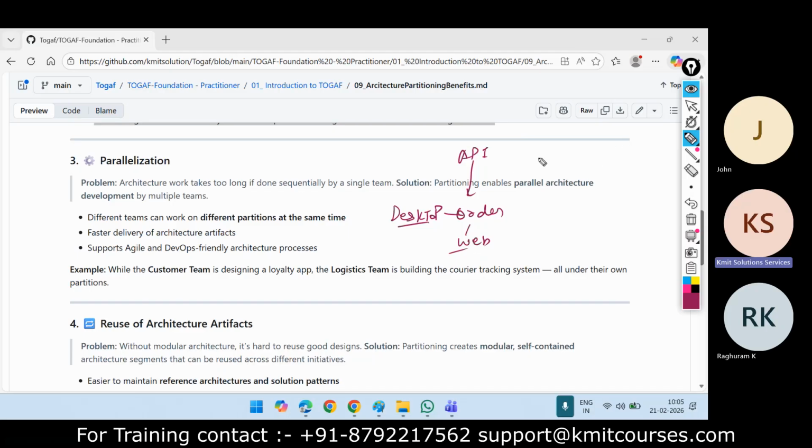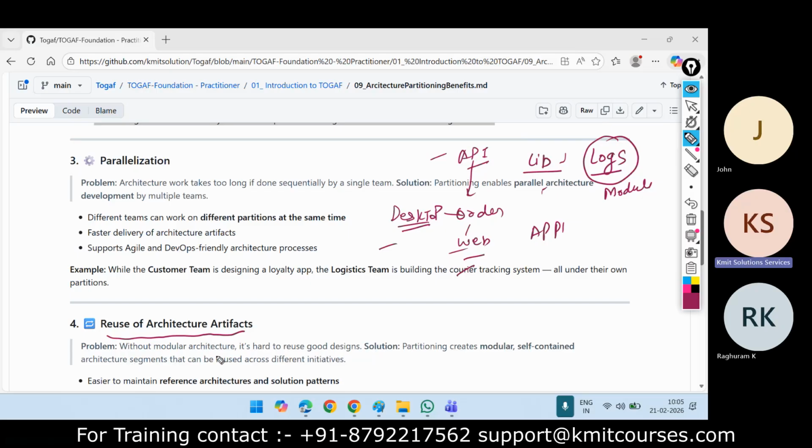Maybe you have created a library in your code, and that library you are using for application one. Maybe like you want to create the logs. So you are saying, okay, when I'm writing the desktop application, when I'm using the web application, when I'm using the API, I will use the logs. And you have created one module for logs, and you can use it in all these applications. So that is the reusability of the architecture artifacts.